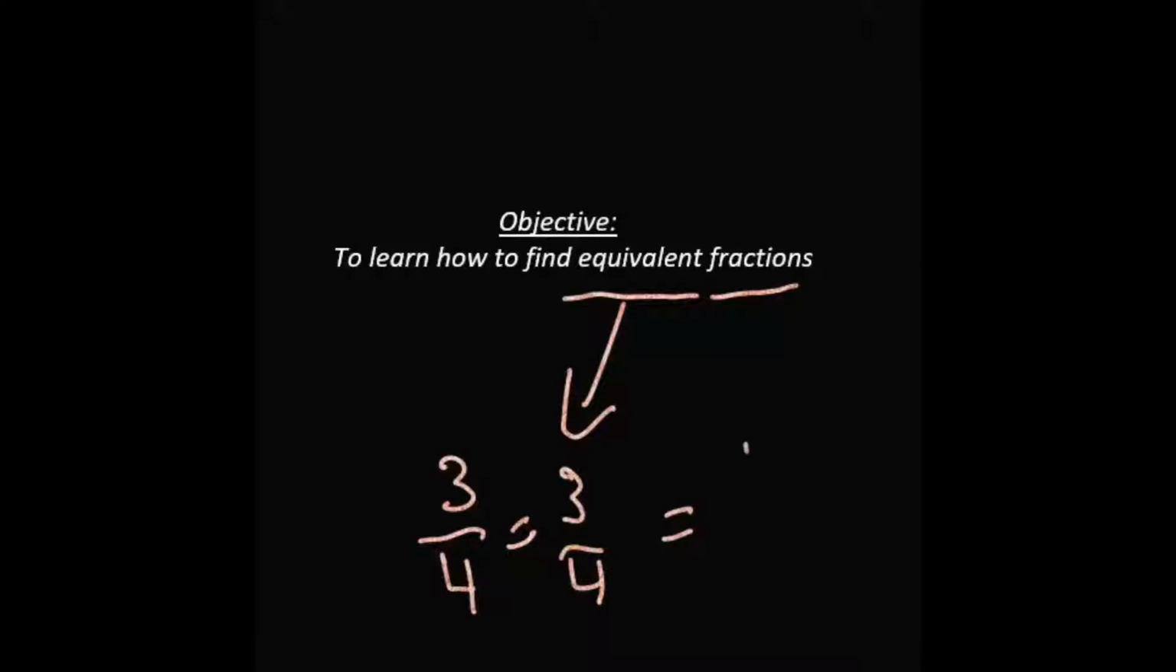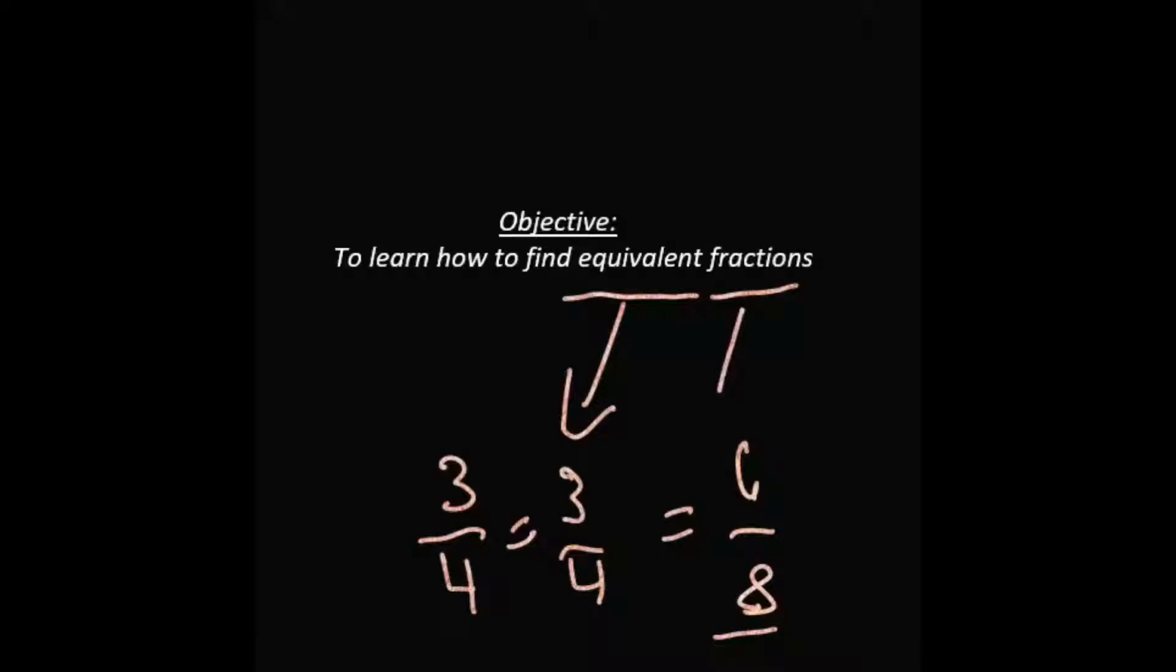So the first is equivalent. Equivalent is basically equal. And here I can show you what equal is. Like 3 over 4 is equal to 3 over 4. These two are equivalent fractions. Okay? And then another equivalent fraction is 3 over 4 is equal to 6 over 8, because 3 is multiplied by 2 to get 6, 4 is multiplied by 2 to get 8. So those are equivalent fractions.